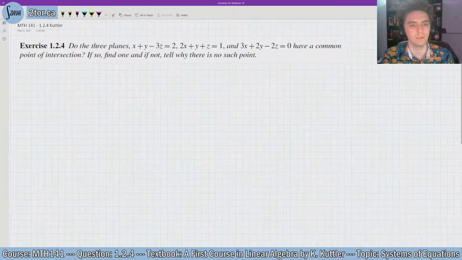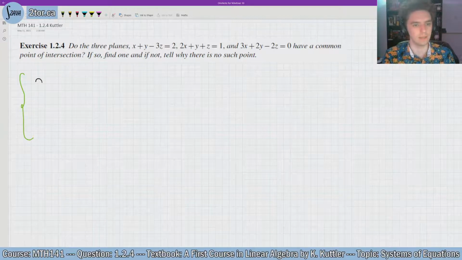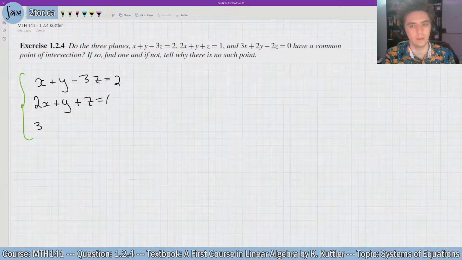Okay, so we have a system of three equations in three unknowns. There's three equations here, each one has three different variables. So let's write that out as a system. I'm going to write my little system bracket. And we have here x plus y minus 3z equals 2 as our first equation, 2x plus y plus z equals 1, and 3x plus 2y minus 2z equals 0 is our last equation.